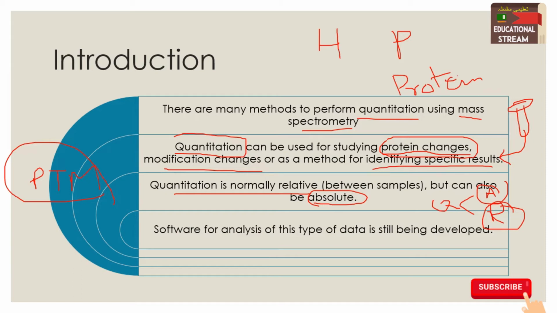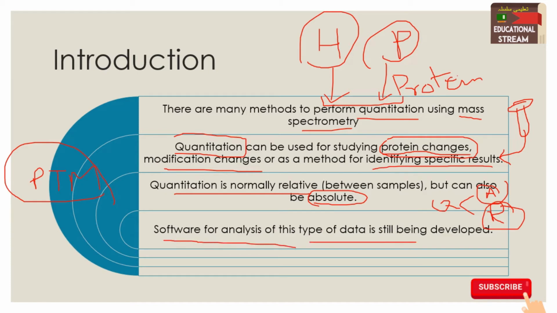As I gave you the example of a healthy person as well as a patient, we took the sample from the healthy one and from the patient, and then we identify the difference between the proteins, or what kind of changes have occurred in the protein. The data that we get from the mass spectrometer is linked with a computer, and software is available on the computer. So software is used for analysis of this type of data, and more software is also being developed.